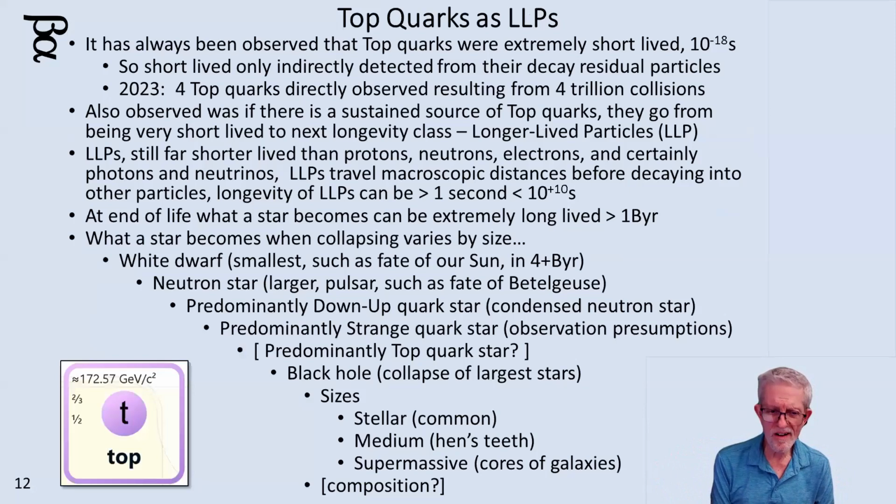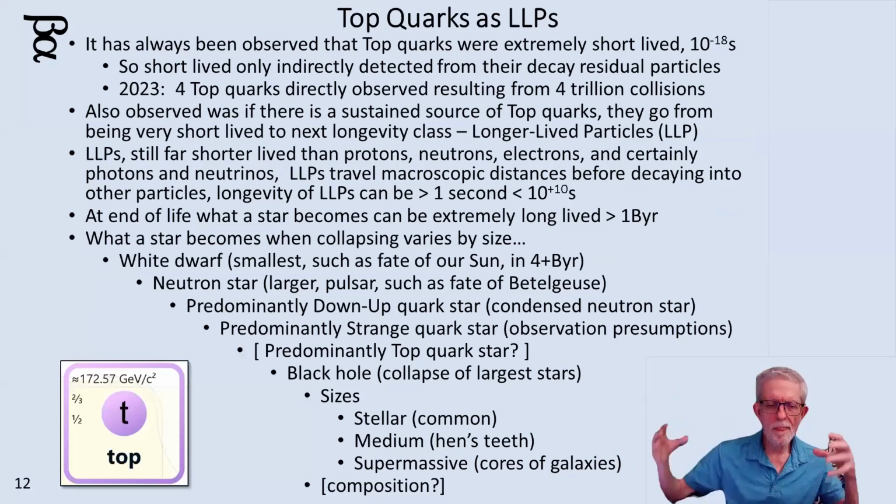Let's talk about stars. At the end of life of a star, stars can be extremely long-lived, but what's left afterwards can last over 1 billion years. So our sun, in about 4 billion years, will become a white dwarf. It's kind of the smallest of residue from end of life of stars. The next bigger up, those are neutron stars.